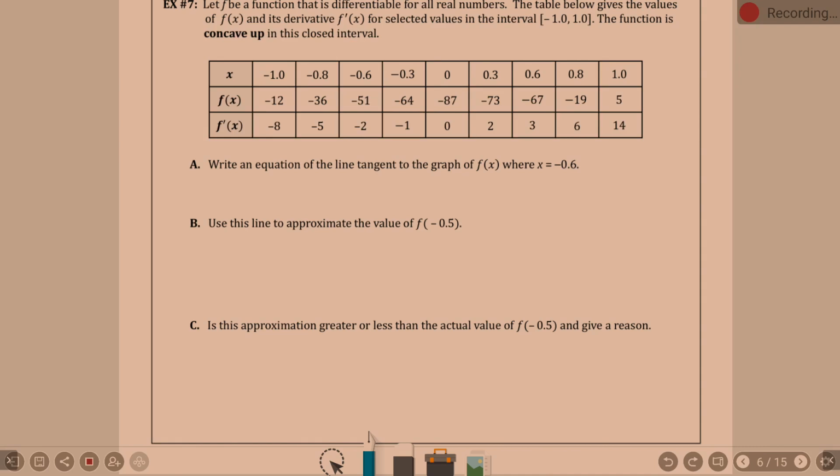Yeah. We haven't. Let f be a function that is differentiable for all real numbers. The table below gives the values of f of x and its derivative for selected values in the interval -1 to 1. The function is concave up in this closed interval. Let me guess, there's a question about part C: is the approximation greater or less than? Okay, I already know the answer to that one. Part A: write an equation of the line tangent to the graph of f at x equals -6/10.